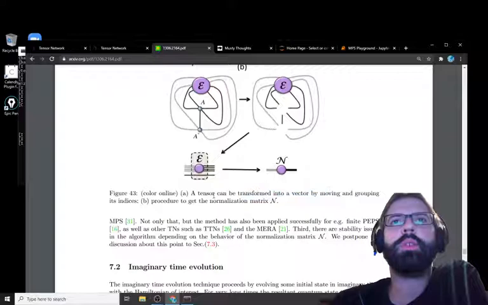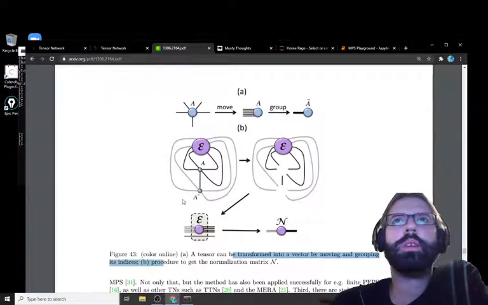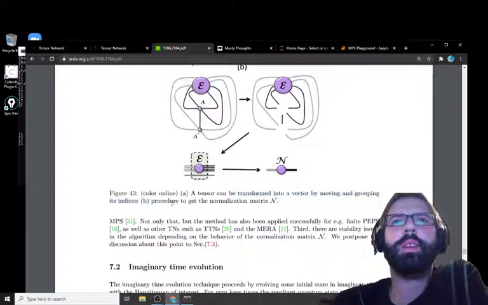A tensor can be transformed into a vector by moving and grouping its indices. Fancy. Okay, I get it. Proceed to get the normalization matrix N.